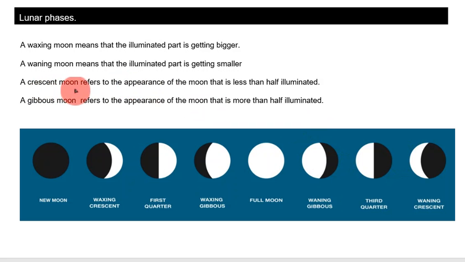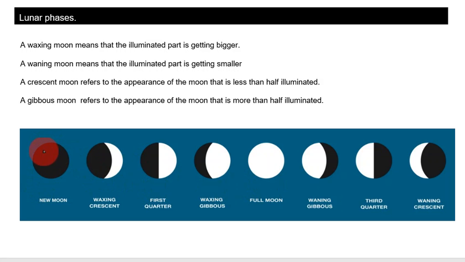A crescent moon refers to the appearance of the moon that is less than half illuminated, and a gibbous moon refers to the appearance of the moon that is more than half illuminated. So this is the kind of phase as you go through the month. This is the phases of the moon.